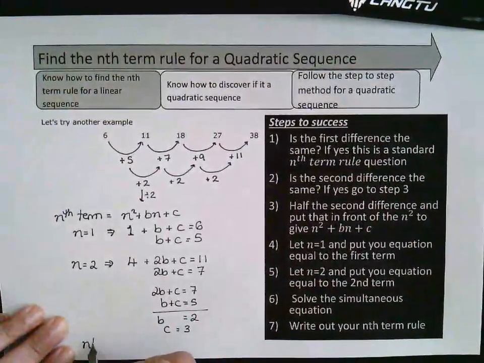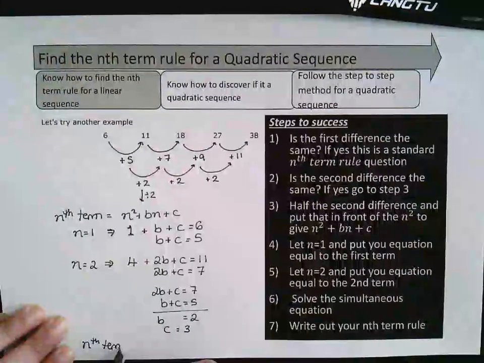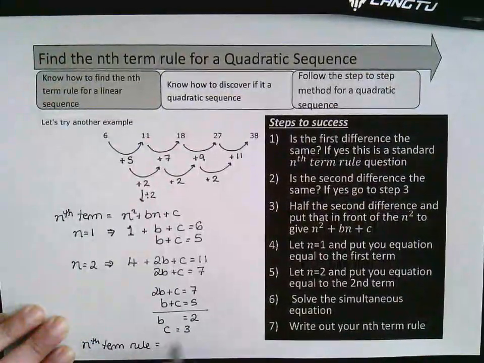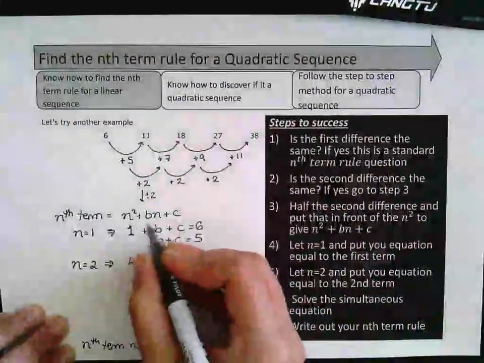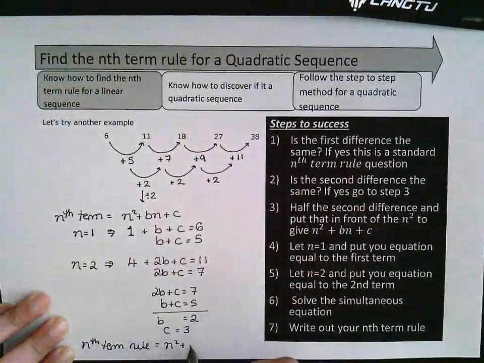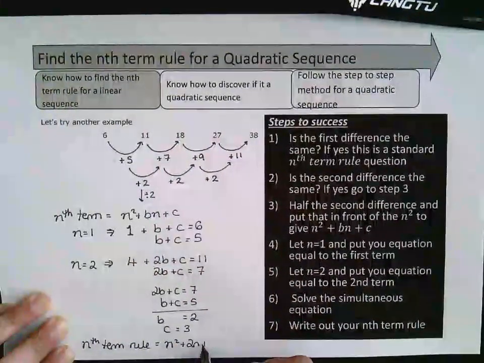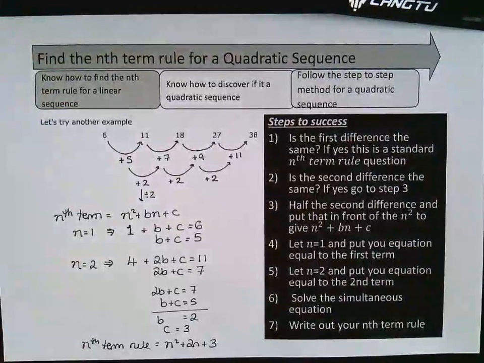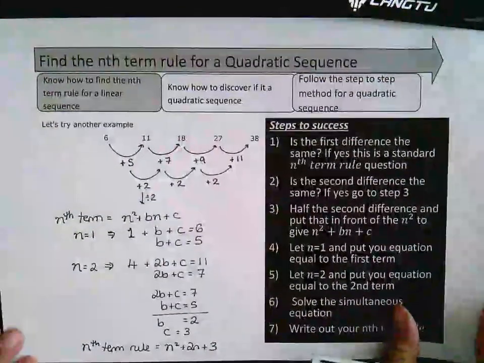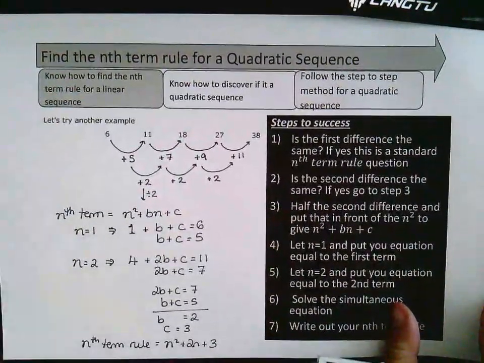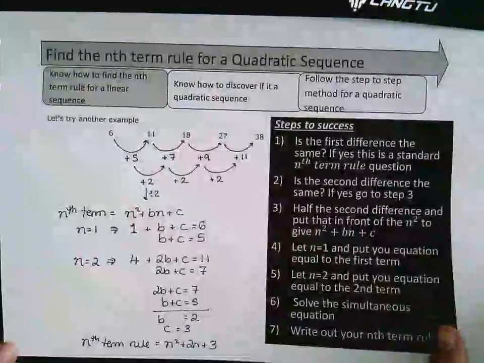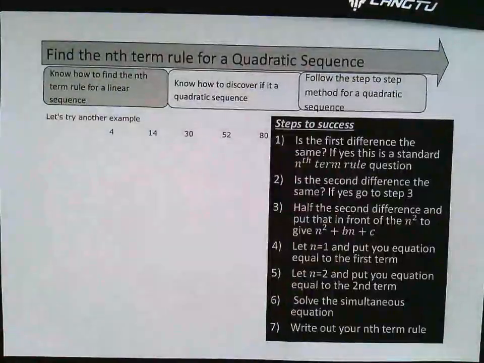So our nth term rule is n squared plus bn, which is 2n, plus c, which is 3. So the rule followed exactly the same. It's now b and c can be any number we think of. Have a go at this one yourself. Pause this video and have a go.